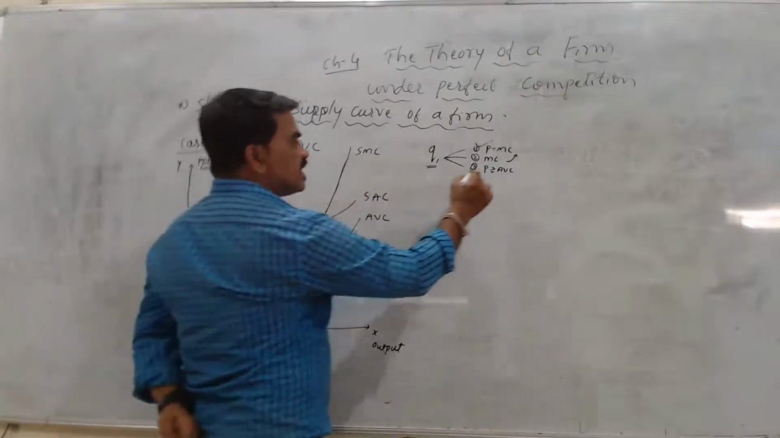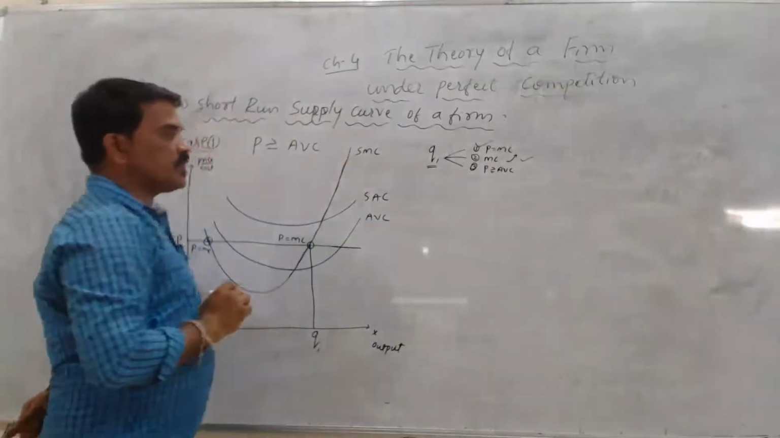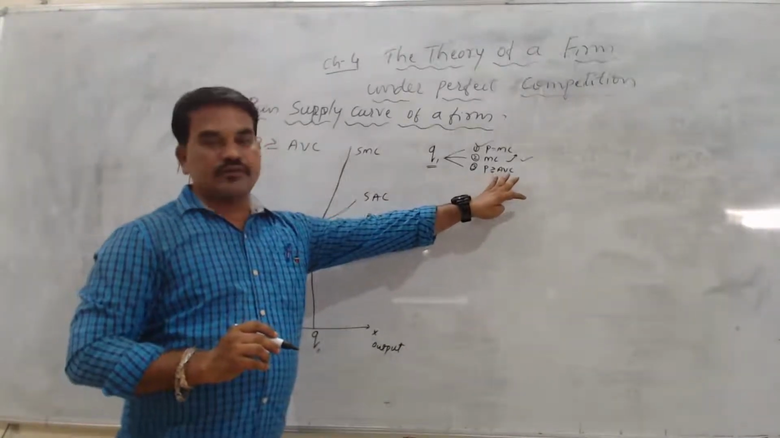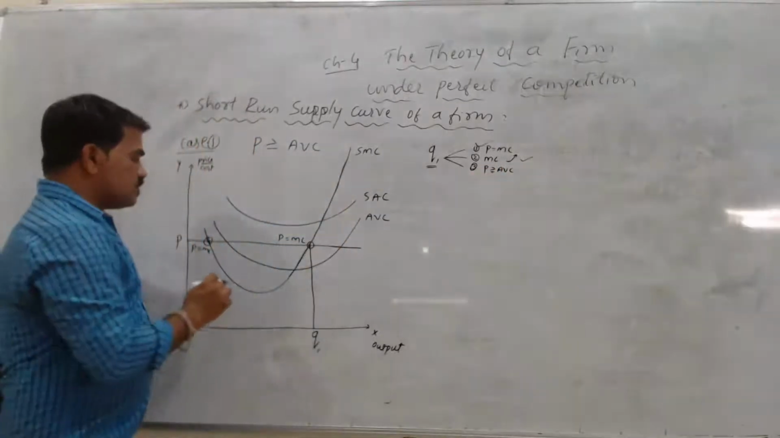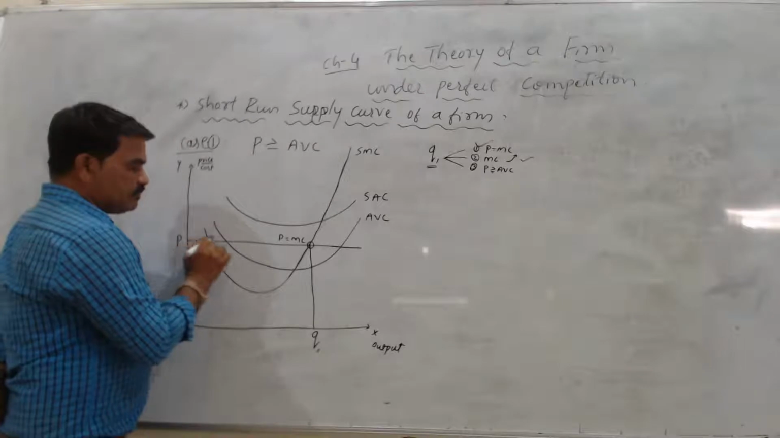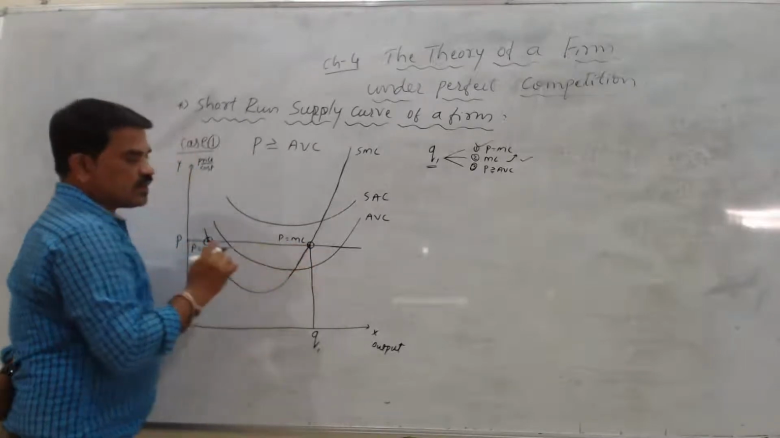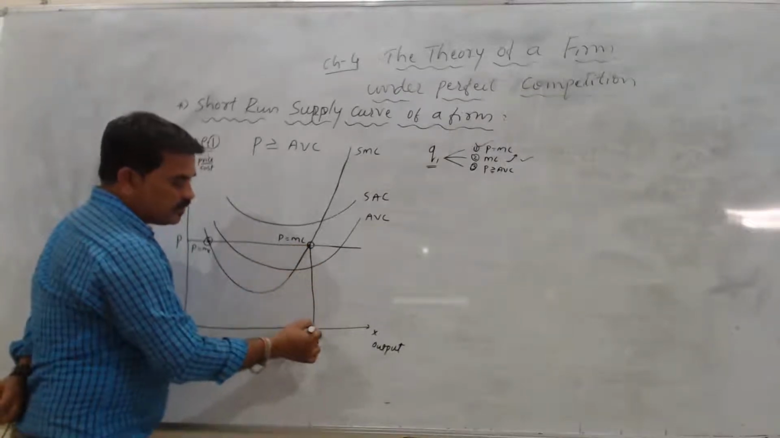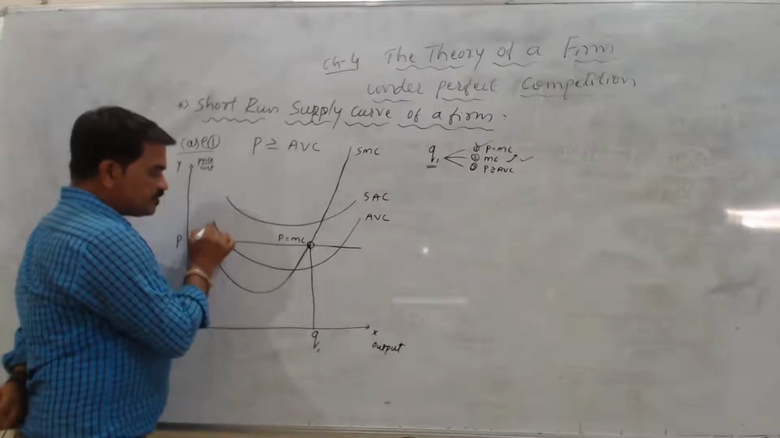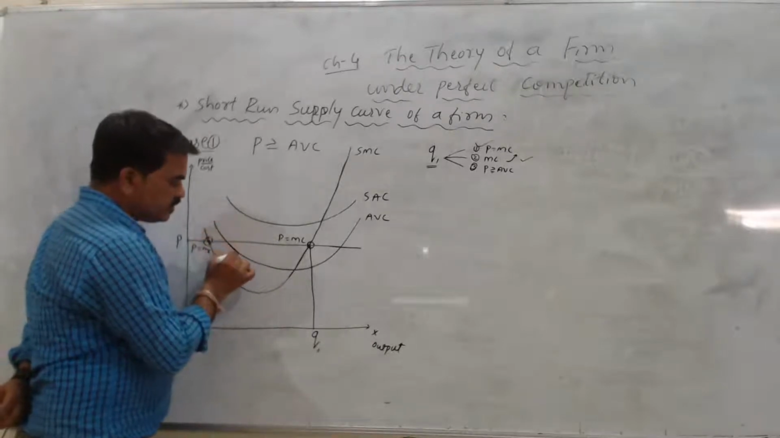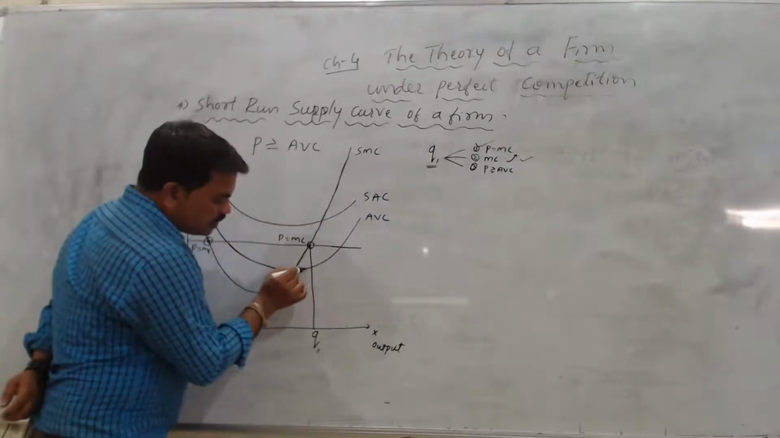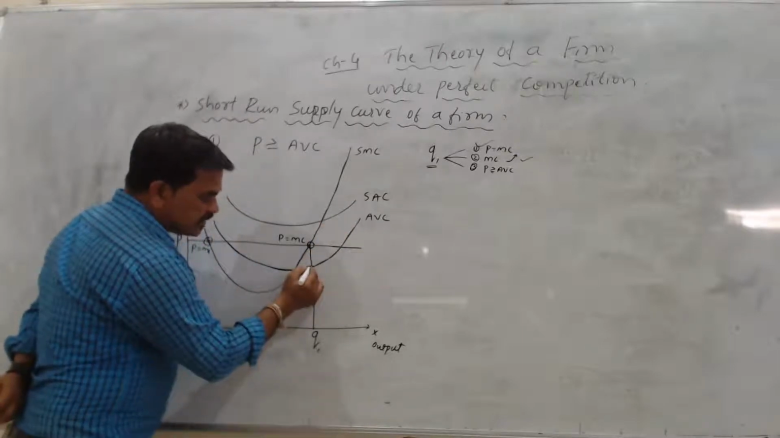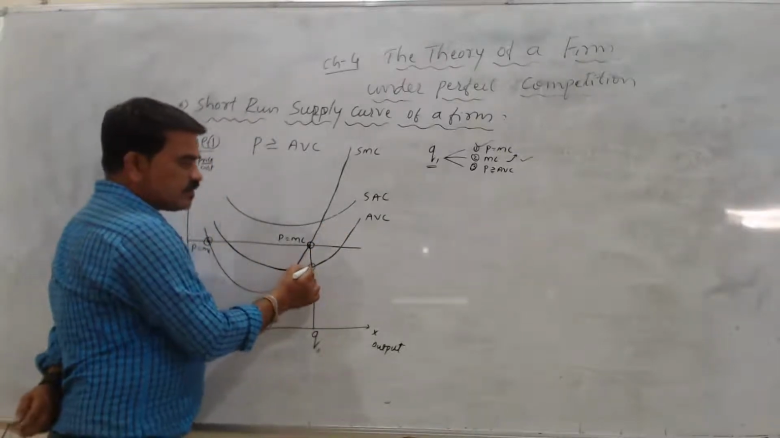At this point, we satisfy the second condition as well. Now we will look into the third one. The third one says that price should be greater than or equal to average variable cost. Now, if you see here, my price is here. Now I will try to find out the average variable cost. At this quantity, this is my average variable cost curve. It is cutting this quantity here at this point. So this is the average variable cost.